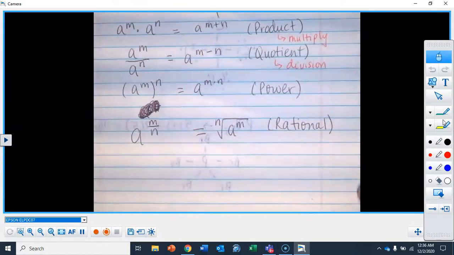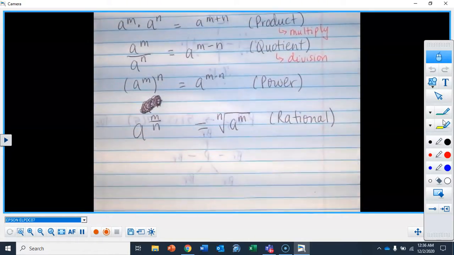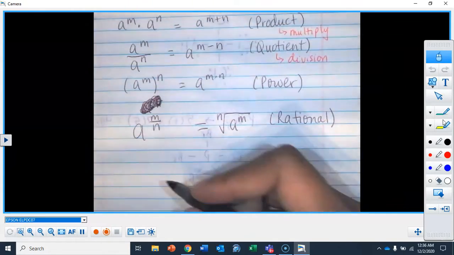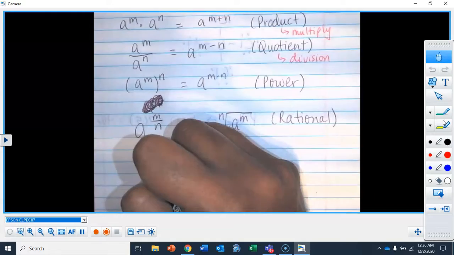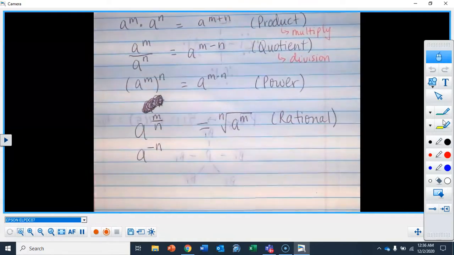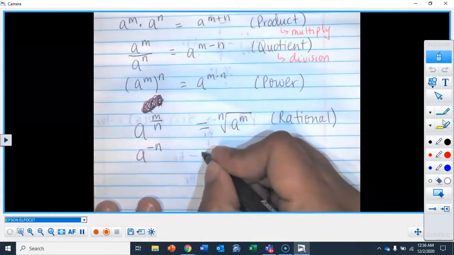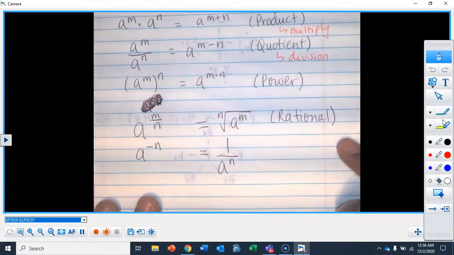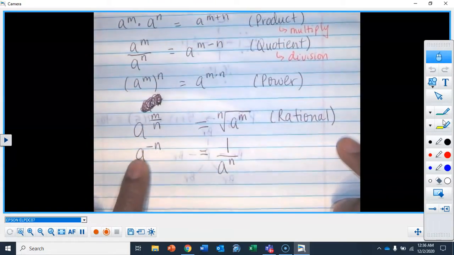Okay, two more. The last one is called... I keep saying last and it's two more, sorry. Another one is the negative one, right? This is the one where if I have a base raised to a negative power, basically I put 1 over and it becomes a positive power in the denominator. So again, he's not happy.